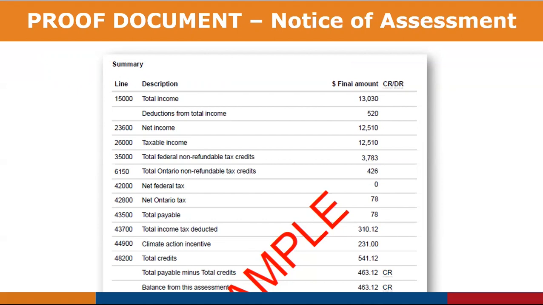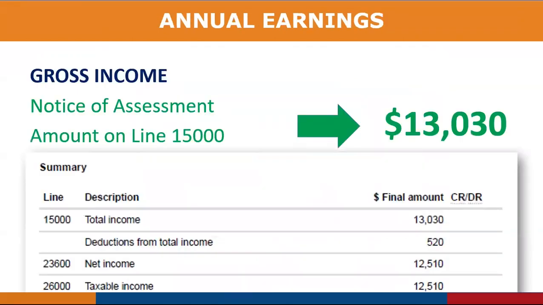So on this form, we have line 15000. It used to be called line 150. They've added a few zeros. So this is your total income. This is the amount of income that you received before any taxes were deducted. And for this individual, it was $13,030. So a closer look at this gross income, $13,030, that came from line 15000.